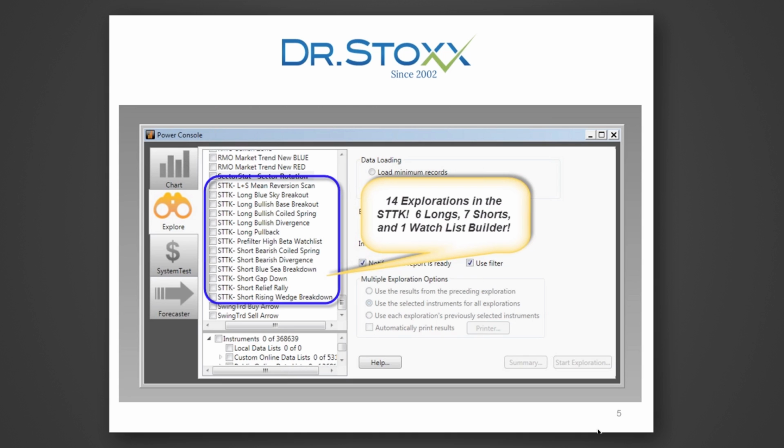There are 25 trading systems in all, but I had MetaStock code in just the most profitable and most reliable, most robust trading systems into this Trend Trading Toolkit. So of those 25 systems that I've developed, you're going to get 14 of them. You're also going to get some expert advisories which aren't listed here, and I'll tell you about those in just a moment. Of the 14 explorations, you have 6 long explorations and 7 short explorations, and 1 that you'll use to build your watch list.